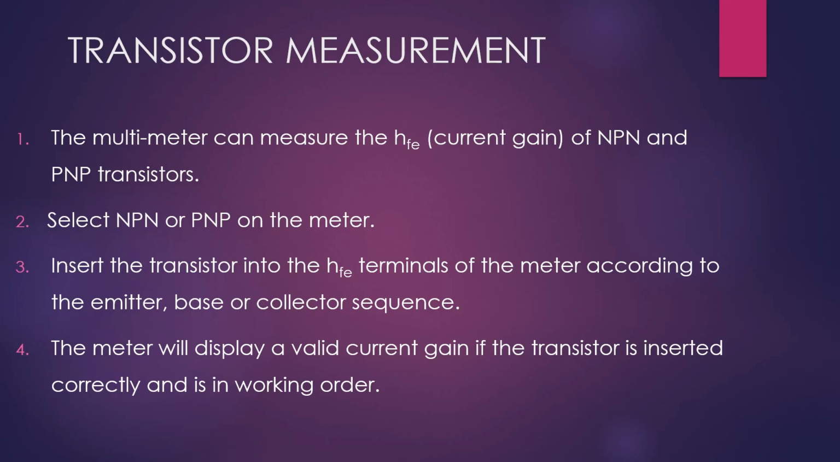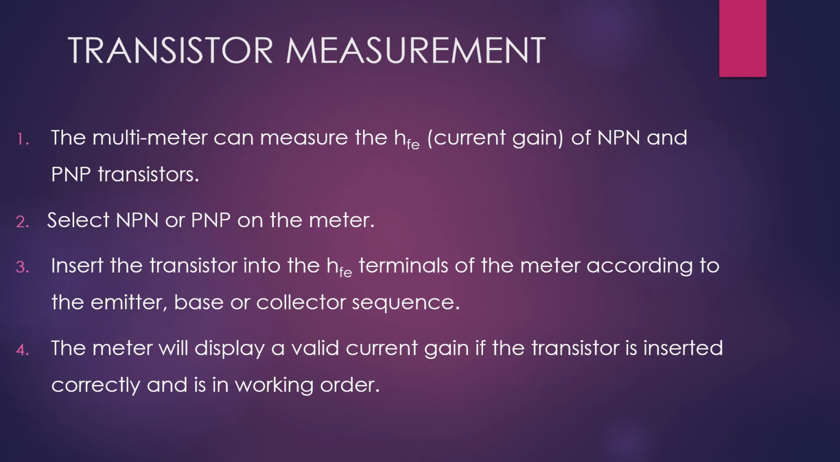If you select NPN on the multimeter and insert your transistor and you're not getting a value, you change the scale and put it on PNP and do the same, and you're getting a current gain of somewhere around 200 and something. There's always going to be a current gain that's over 250, I think.